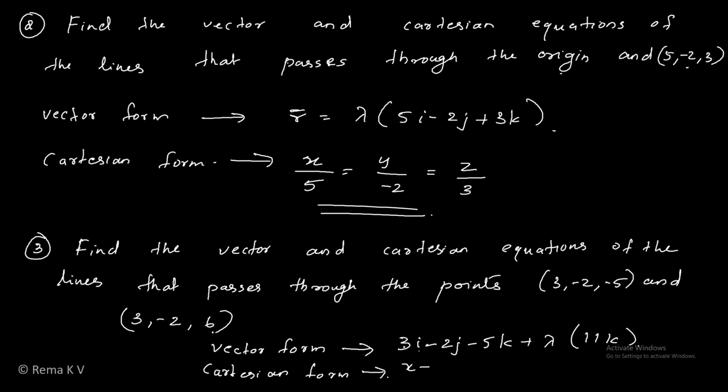So it is x minus 3 by 0 equals y plus 2 by 0, which is equal to z plus 5 divided by 11. So this gives the Cartesian form.